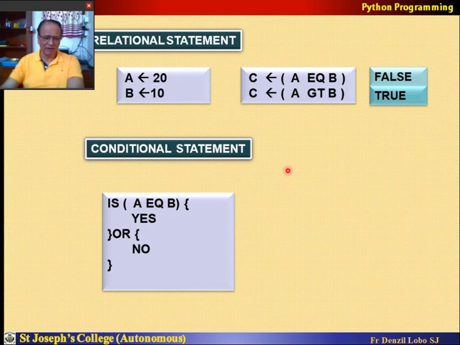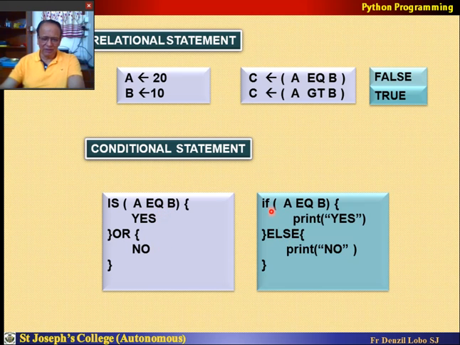Then the conditional statement. In English I would have asked, is A equal to B? Your answer is yes or no. Of course, we assume that these are two unequal numbers. So I can ask, is A equal to B? Either yes or no. If I convert that into pseudocode: if A equal to B, print yes, else, instead of saying or, I say else, print no. Again, as you see, it is either or, yes or no.